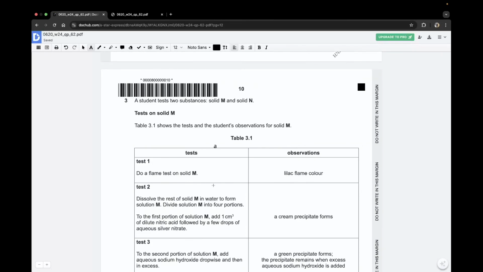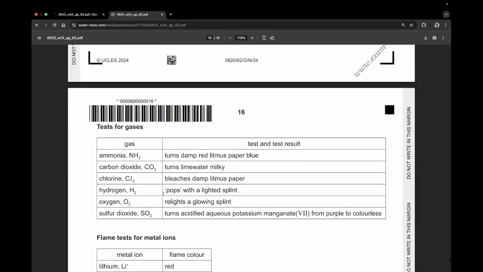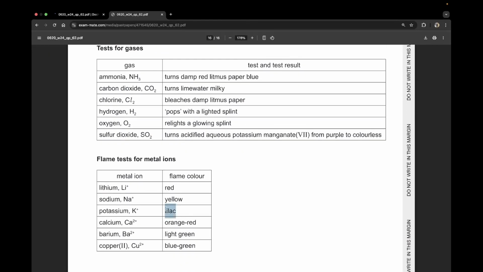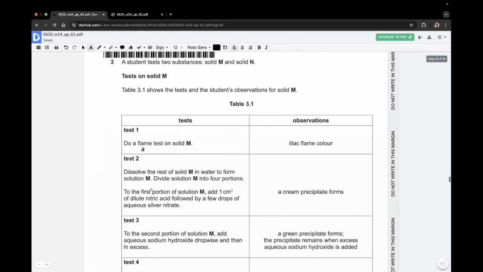You do a flame test on solid M, and it is a lilac flame color. So you go down to the flame test, that's lilac, which would be potassium. So just remember that the potassium ion is a part of it. Don't make any conclusions, don't assume it's the sole ion or anything. Just remember that it's a part of it. So dissolve the rest of solid M in water to form solution M and divide solution into 4 portions.